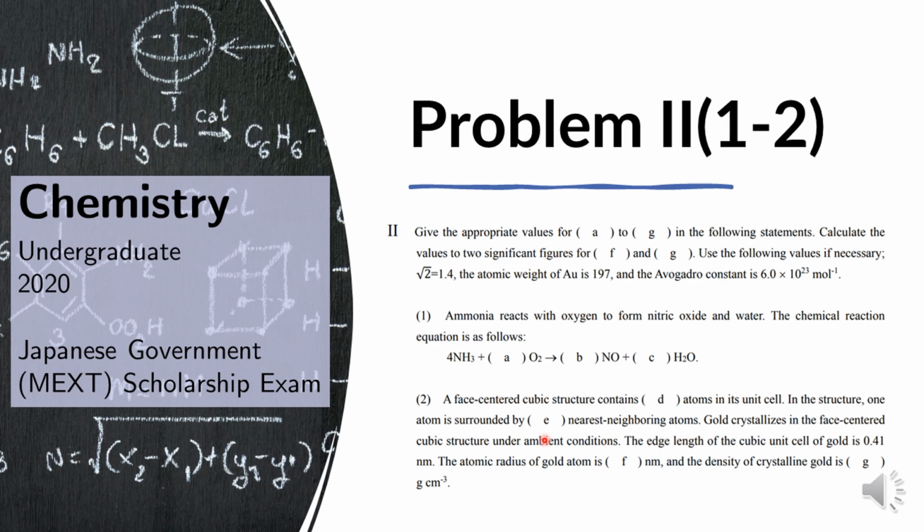Here, we will show how we computed the number of atoms in a unit cell for letter D and the number of nearest neighboring atoms for letter E. We will also show how we compute the radius of a gold atom given the edge of the cube.